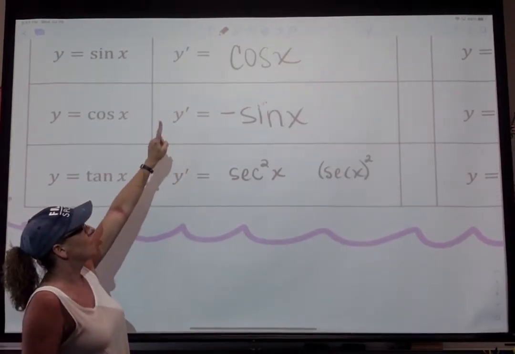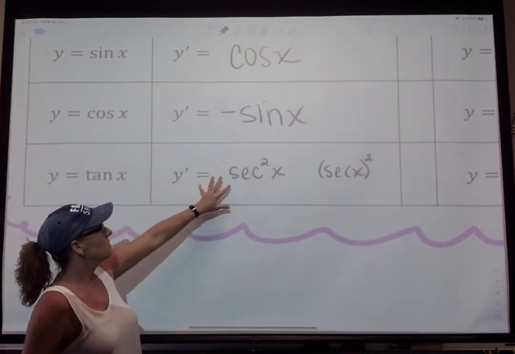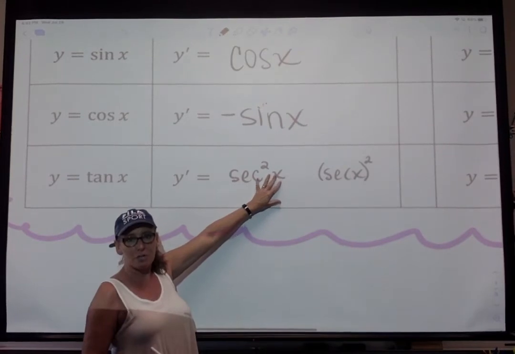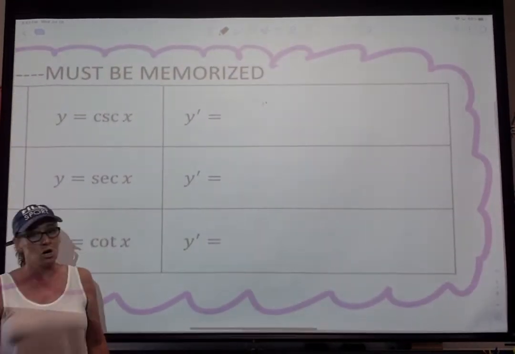Okay, and then so those are great. You're going to have sine and cosine derivatives memorized really quickly. This one you'll be pretty good at. You'll have it memorized probably by the end of your homework. These are harder to memorize.